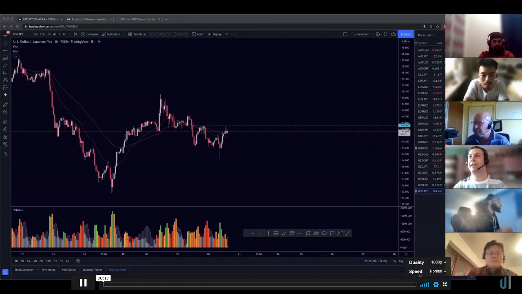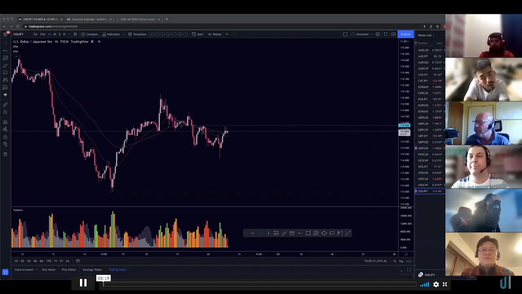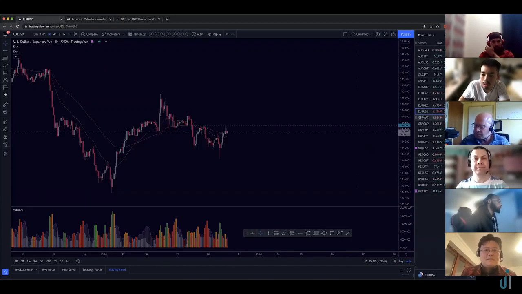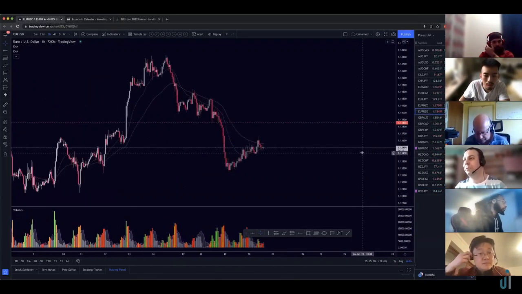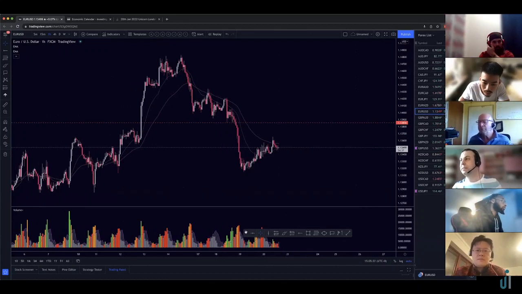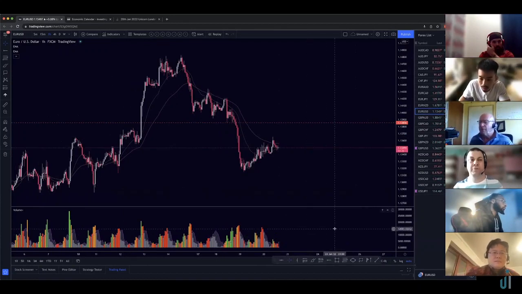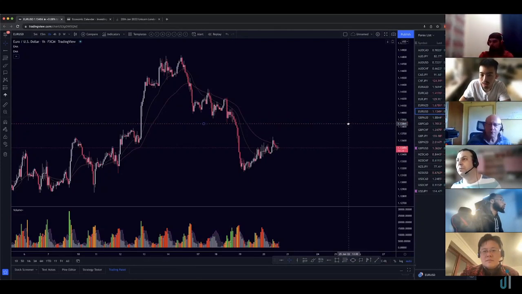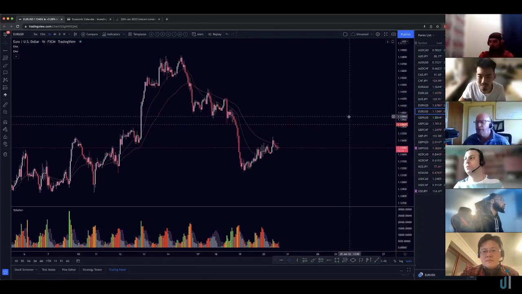Today I have Euro USD, but I'm not so happy about it. The Euro USD looks better than the others. Otherwise, I have Euro GPI, which is in a range, and Euro New Zealand, which is not so good. Okay, I'll choose Euro USD.